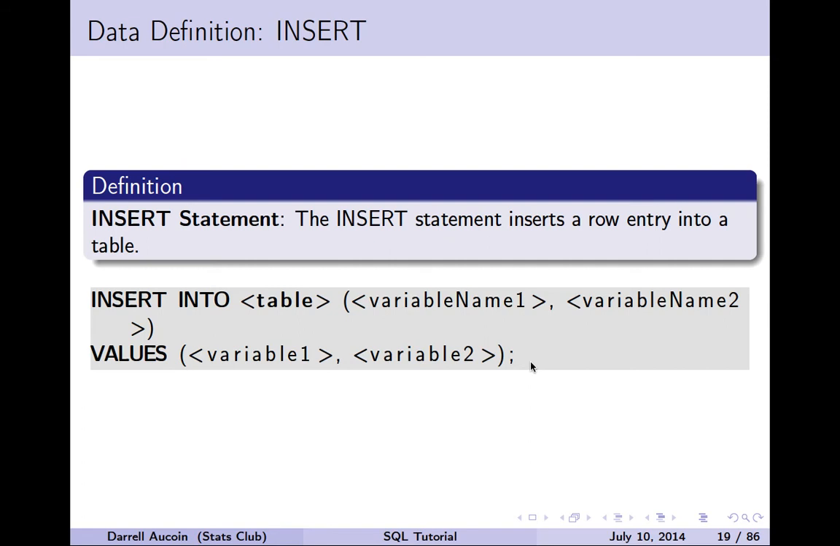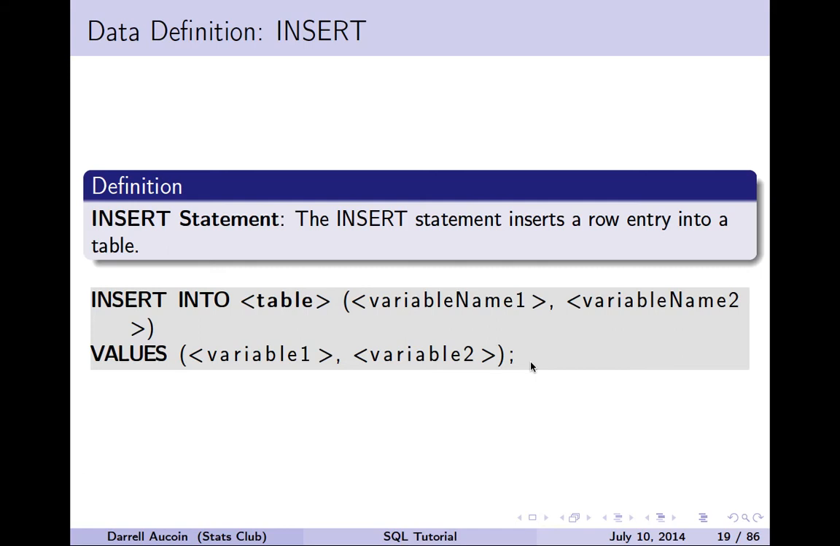Let's also briefly go through the types of statements. The INSERT statement inserts a row entry into a table. So INSERT INTO table, our variable, like our column names, and make sure it's in parentheses, and then we specify our values.